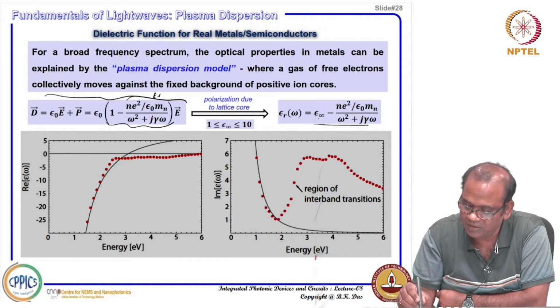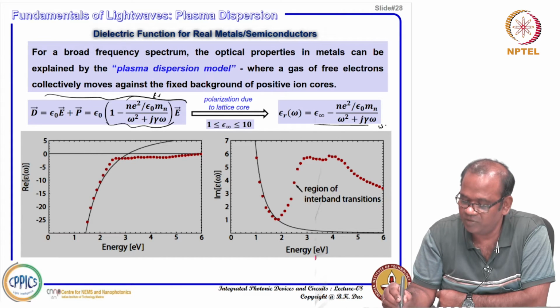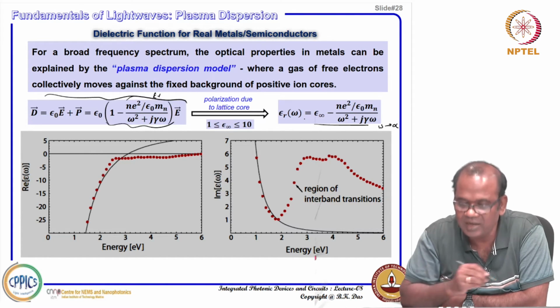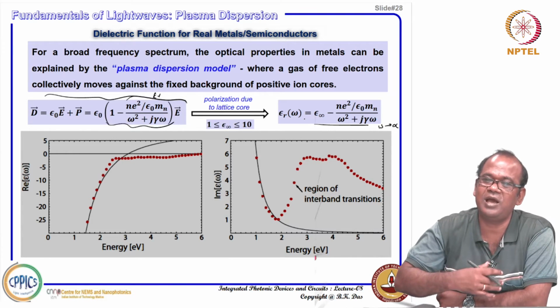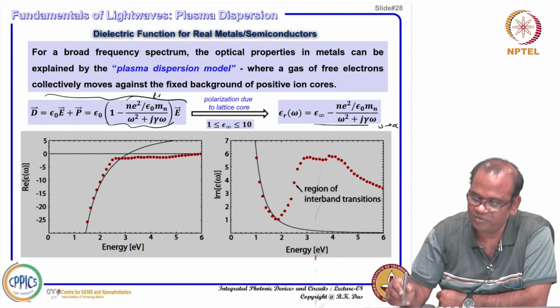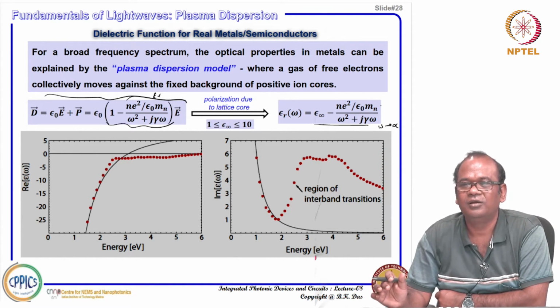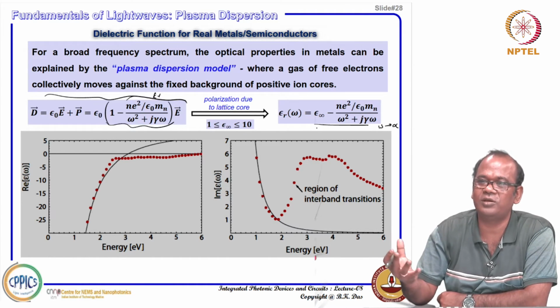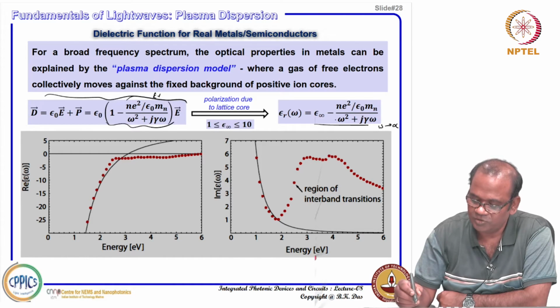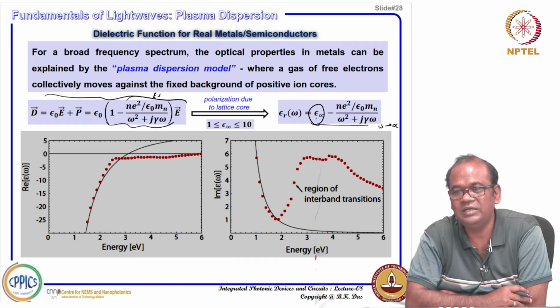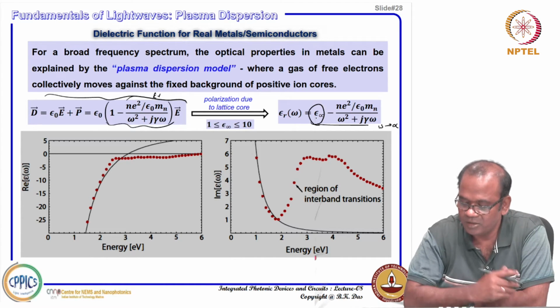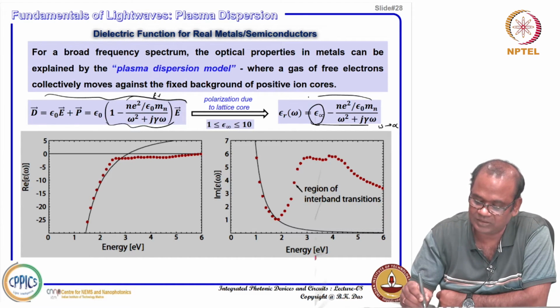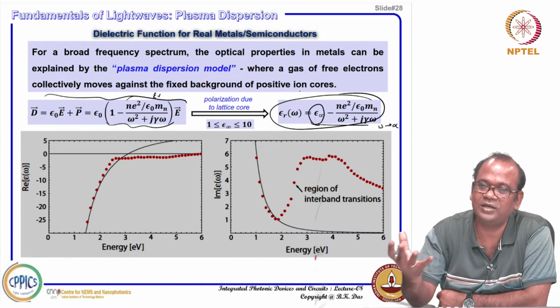Why is it infinity? If omega tends to infinity, that means at very high frequency, the right hand side will be negligibly small. So the effect of the plasma, all those terms, will go away. Whatever is left over, we call the dielectric constant epsilon infinity. So your actual expression in a practical situation will be like this.